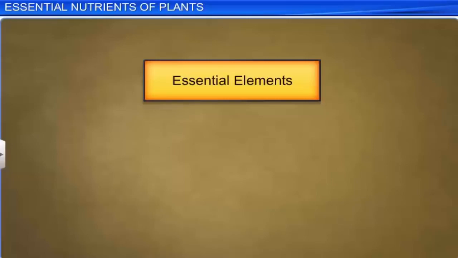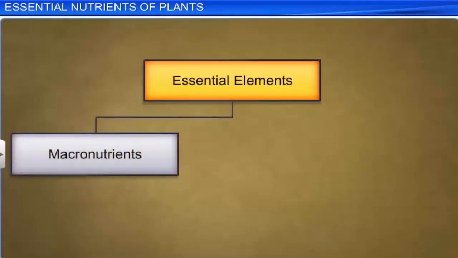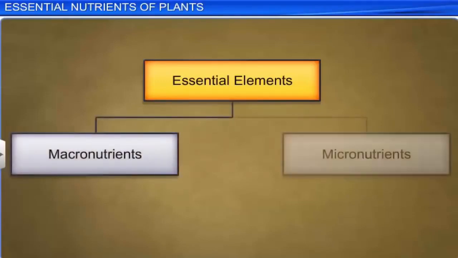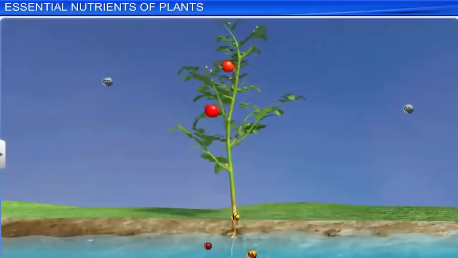Based on the above criteria, the essential elements are further divided into macronutrients and micronutrients. The elements that are required by a plant in large amounts are called macronutrients.